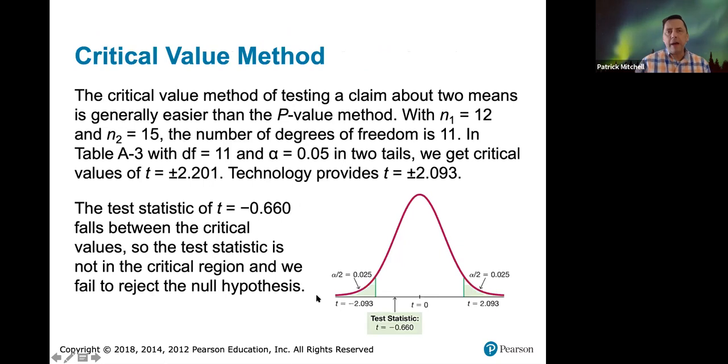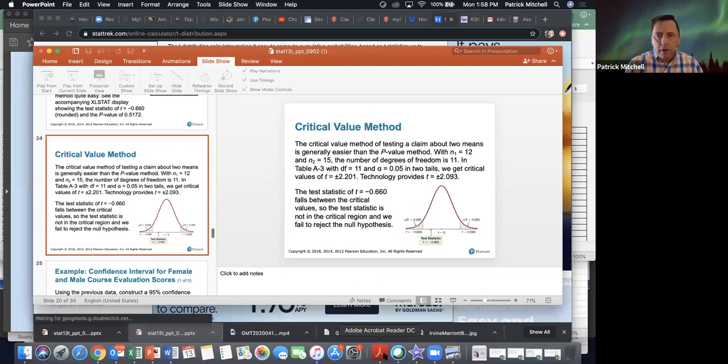Okay, the critical value method of testing a claim about two means is generally easier than the p-value method. For one thing, there's no need for technology. You can do everything with the table. With n1 equals 12 and n2 equals 15, the number of degrees of freedom is 11. In table A3, with 11 degrees of freedom and alpha equals 0.05 in two tails, we get critical values of t equals plus or minus 2.201.